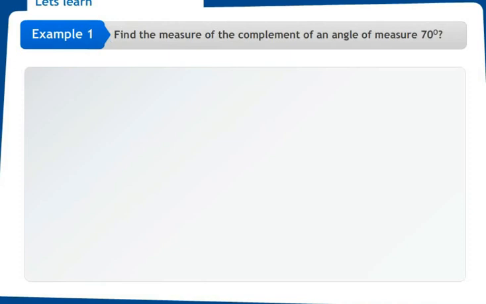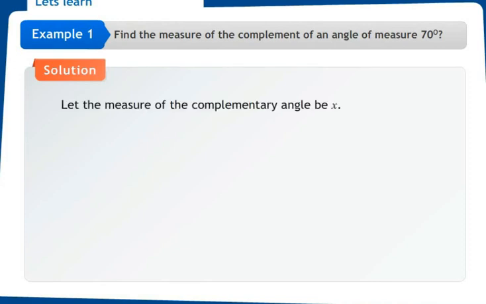Find the measure of the complement of an angle of measure 70. Now, if you add two angles and the answer is 90, then it is a pair of complementary angles. Here we have to find the measure of the complement of an angle of measure 70 degrees. One angle whose measure is given is 70 degrees. You have to find the complement of that angle. That means which angle will be added to 70 to give us a measure of 90.